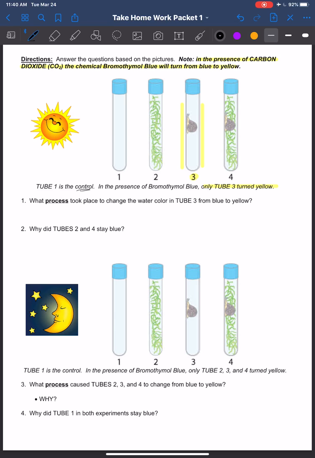Okay, why did we do that lab? I made you do a bunch of jumping jacks and jump around for a couple of minutes, and then you blew in the BTB and it turned from blue to yellow because you were doing cellular respiration.